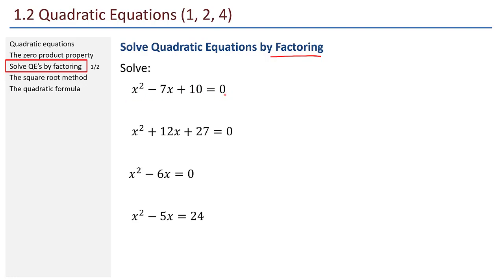It really helps to have 0 on one side. And let's factor that polynomial. So two numbers that multiply to 10, and they add or subtract to make 7. How about 2 and 5?